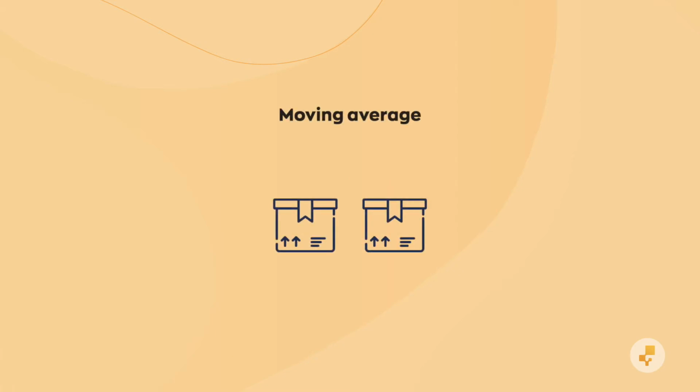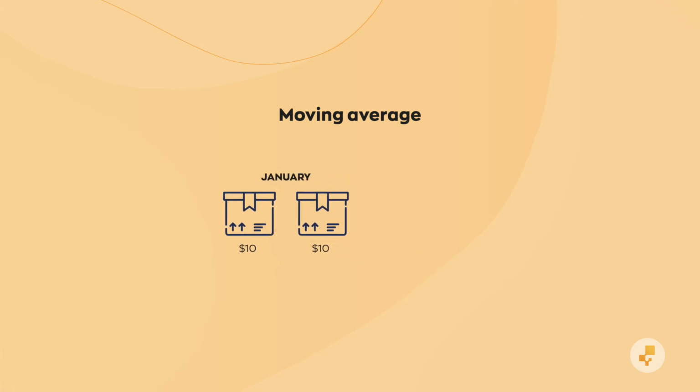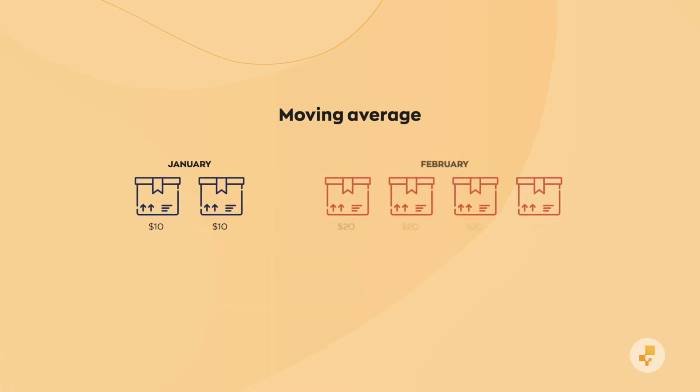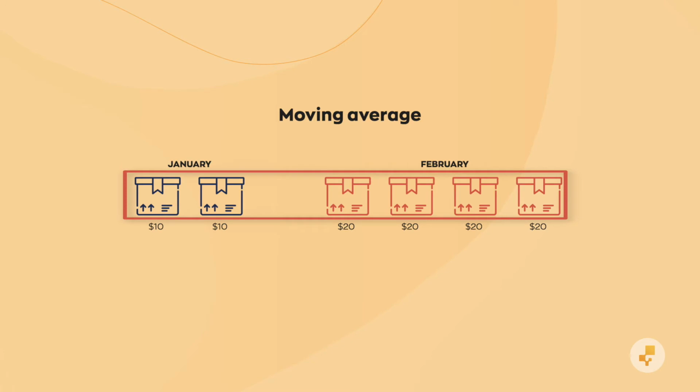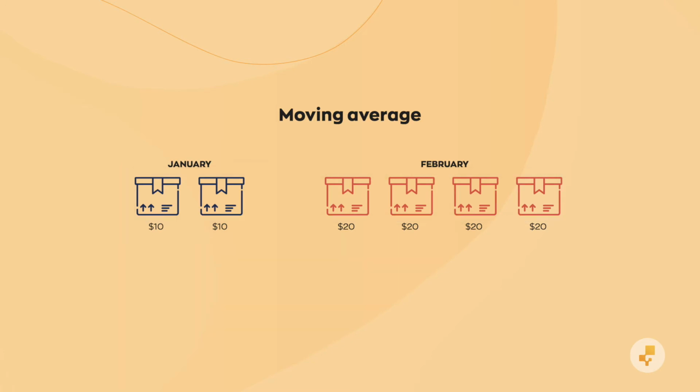Say you buy 2 pieces of something in January for $10 each. Then you buy 4 more pieces in February for $20 each. Using the moving average, inFlow would divide the money that you paid by the number of pieces that you have in stock. So when you first sell one of those pieces under moving average, the new unit cost would be $16.67. Now let's review the other costing methods and you'll see the difference.